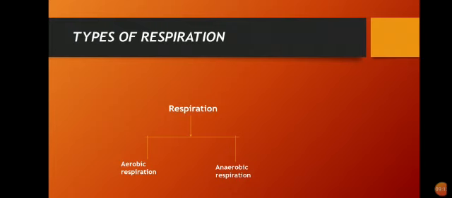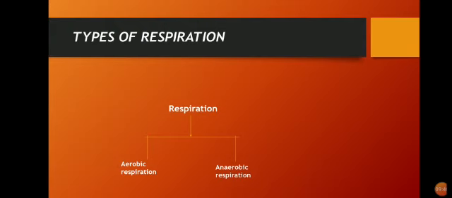Now, types of respiration. Respiration is of two types. What are they? One is aerobic respiration, another one is anaerobic respiration. Number one is aerobic respiration, number two is anaerobic respiration. Respiration usually takes place in presence of oxygen or air. However, it can also take place in absence of oxygen, though it is very rare.